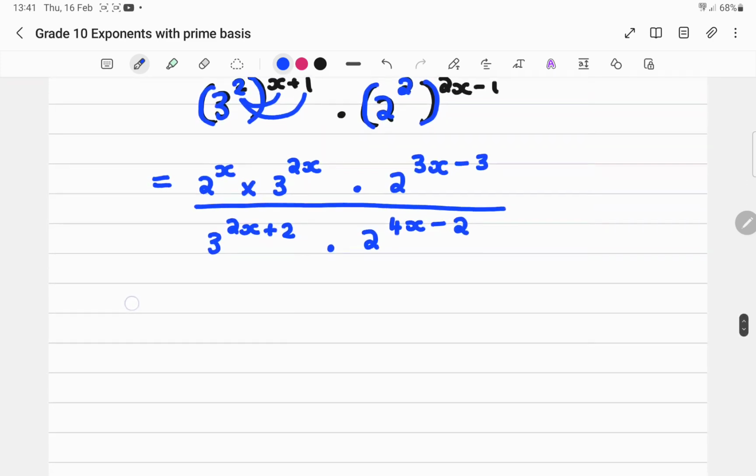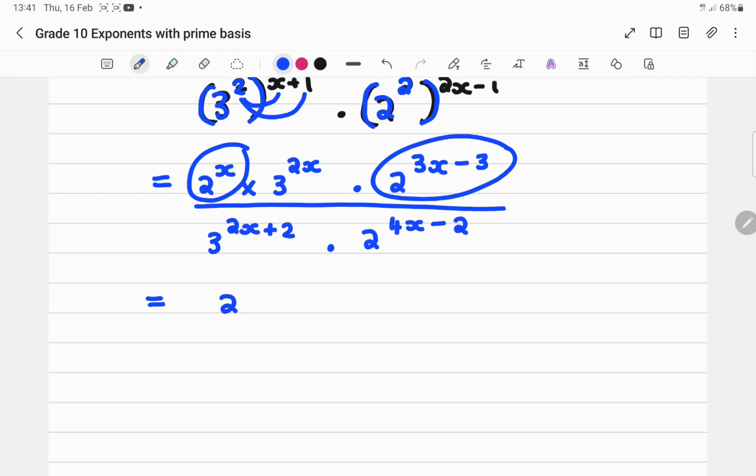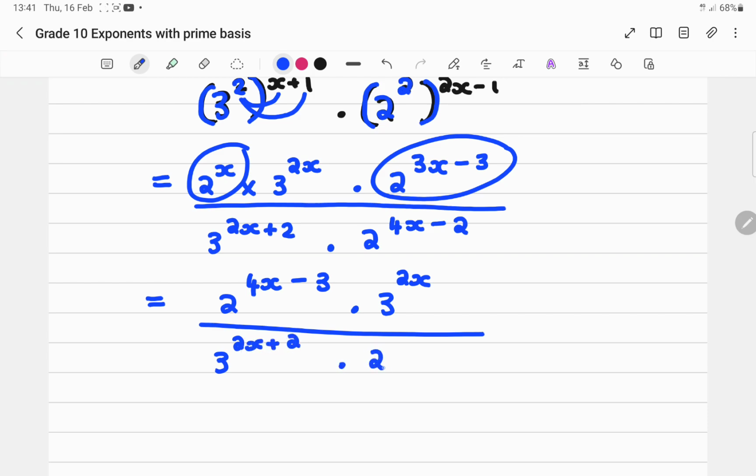All right, so now we're going to simplify upstairs. We're going to keep our same bases, so this term over here can simplify with that term over there. So 2 to the power x times 2 to the power 3x minus 3 becomes 2 to the power of x plus 3x, which is 4x minus 3, times 3 to the power 2x, all over 3 to the power 2x plus 2 times 2 to the power 4x minus 2.